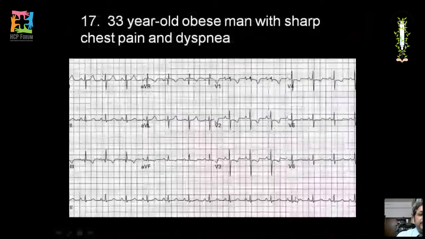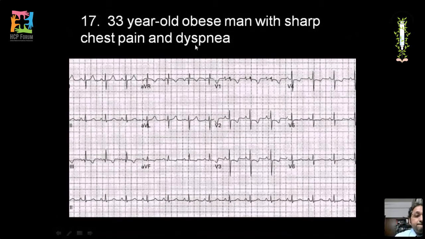Now, some more interesting ECGs. A 33-year-old obese man with sharp chest pain and dyspnea. So what do we find? First thing, if you see lead 1 and aVF, aVF is predominantly positive and lead 1 is predominantly negative. So it's a right axis deviation.